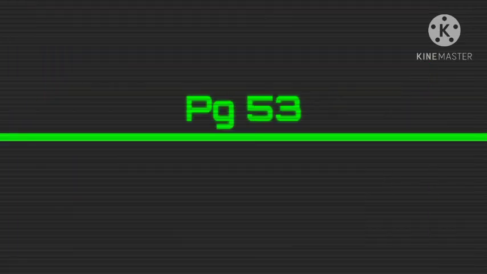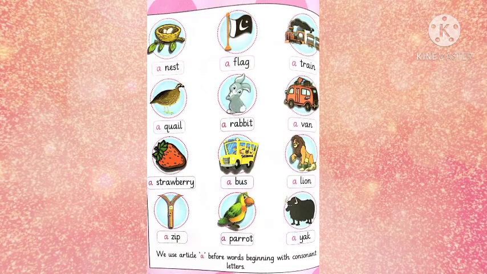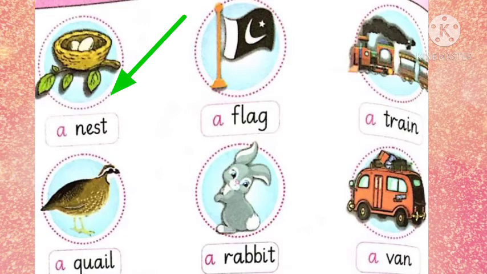Page number 53. Open page number 53 of your English reading book. So look at the first picture. What is it? It's a nest. Nest of a bird and nest begins with letter N. N is a consonant letter. So we will add article a instead of an. We use a nest.